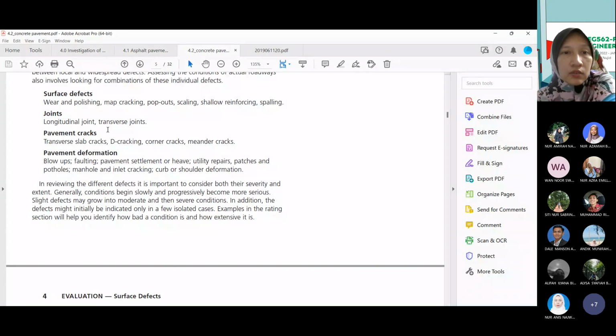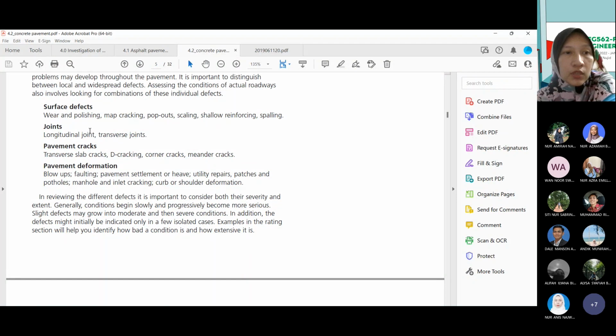And what are the defects on the concrete pavement? You may see such as wear and polishing, map cracking, pop out, scaling, shallow reinforcing, spalling, and then we also have the joint cracks and pavement cracks. So these are the cracks that can be observed on the concrete pavement surface.